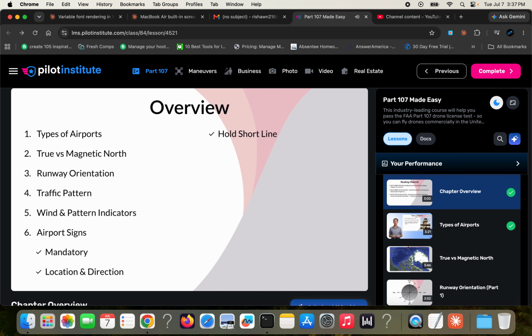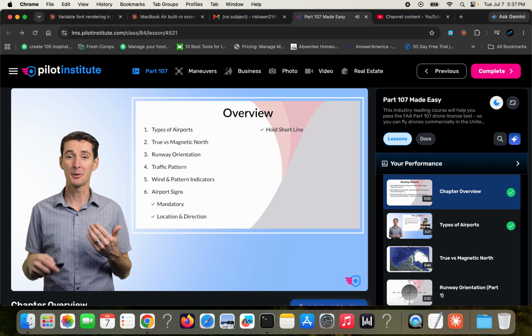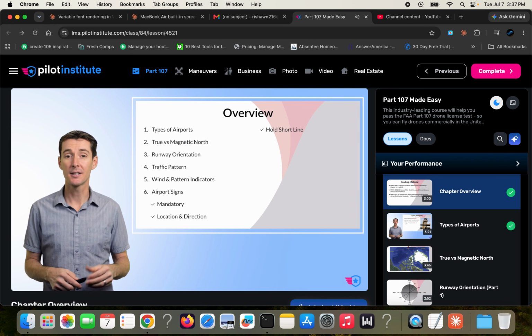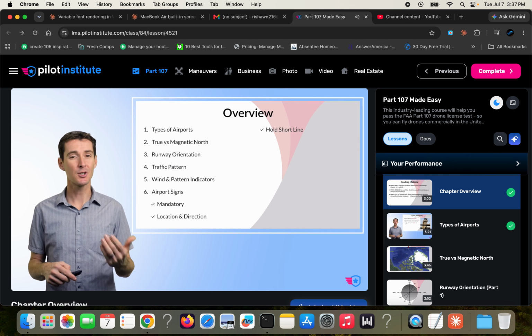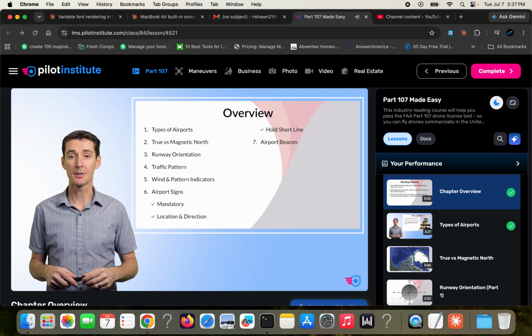We'll talk about wind and pattern indicators, and then we'll talk about a section that, quite frankly, I think is absolutely unnecessary for you to know about, but it's in the test. So we're going to go backwards here, and I'm going to teach you something that I don't think you need to know, but that the FAA does. So we'll go over all the different signs. Just learn them. They're not really difficult. It's just something that I think we could be skipping and spending more time on something else.